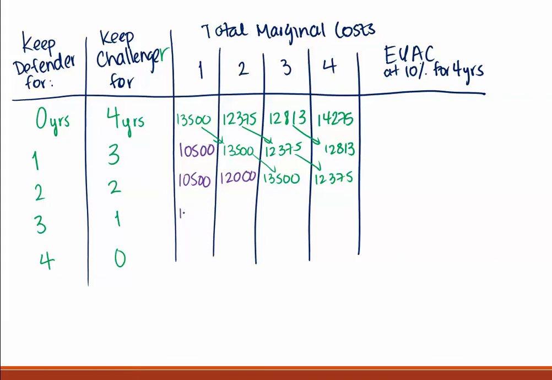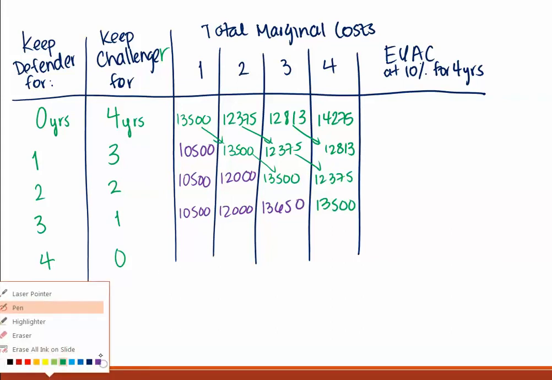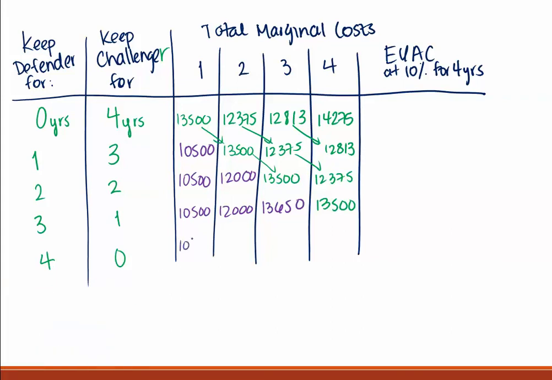Well, that's 10,500, 12,000, 13,650, and then we continue by replacing with our Challenger. And finally, what if we just keep our Defender for all 4 years? 10,500, 12,000, 13,650. This number right here is 15,000.